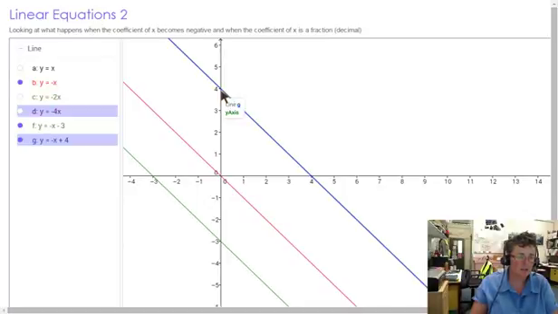The only other thing that I need to show you right now, I can't show you on this, so we'll just stop there. So that is looking at negative coefficients of x.